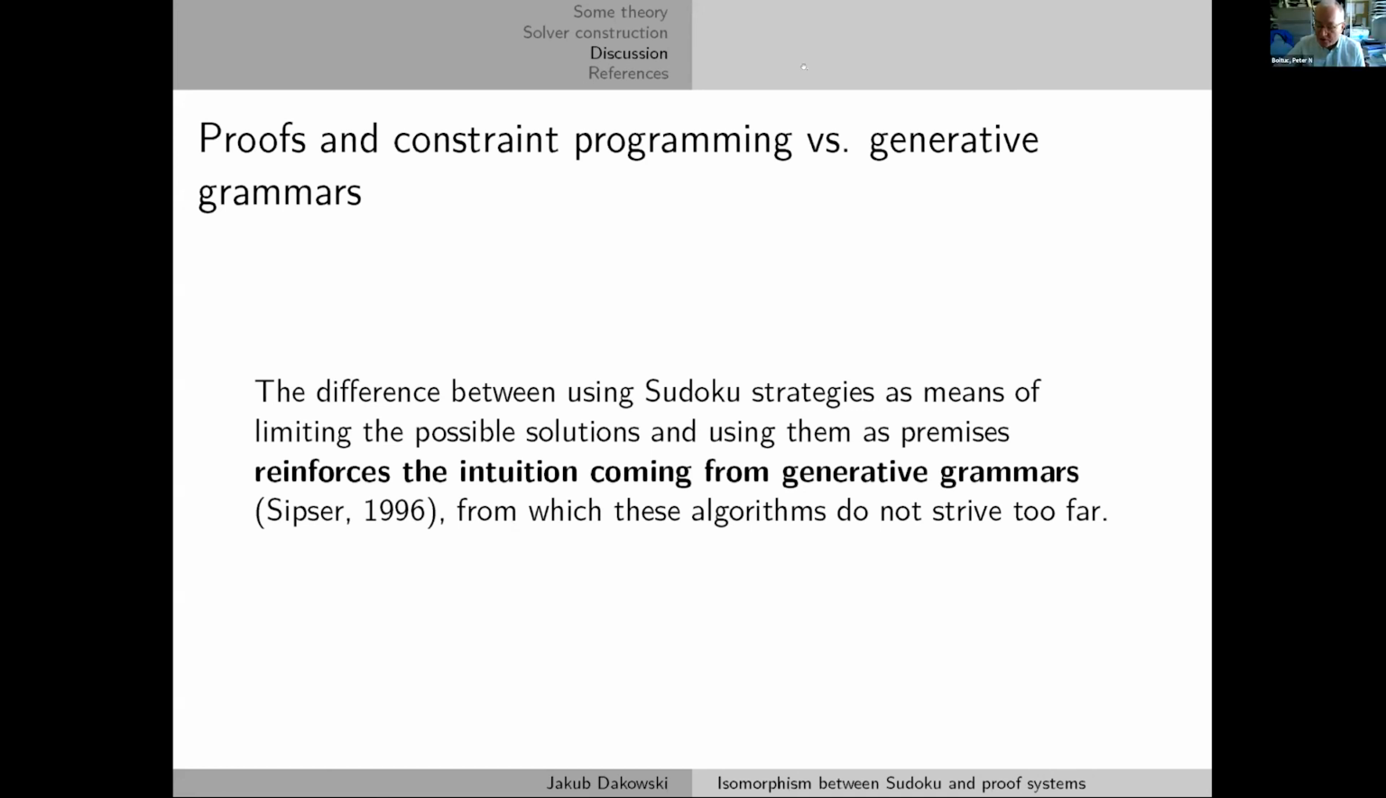Jakub won the cognitive science competition, where the biggest prize was a presentation at our conference, and I'm very happy I organized that.